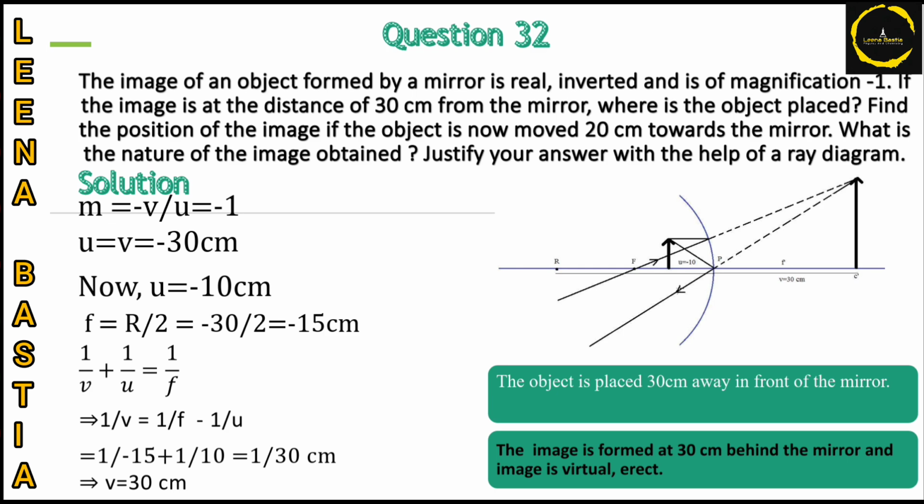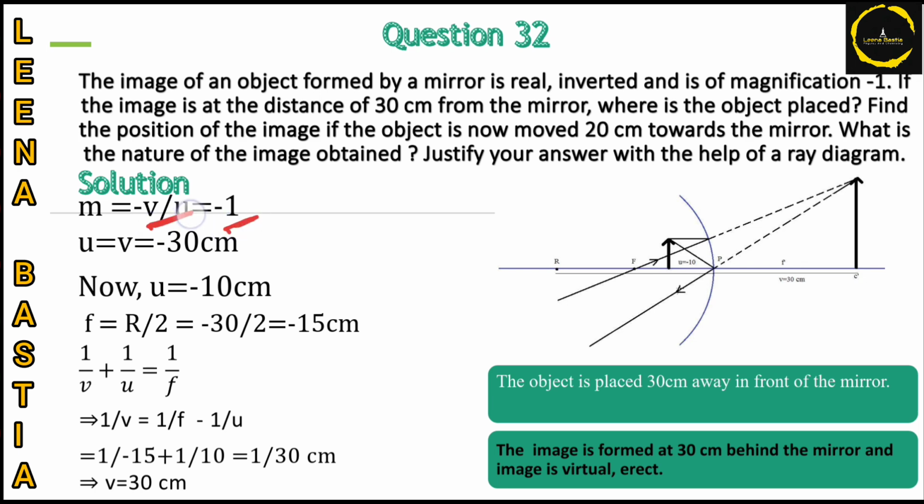Now what is the nature of the image that you obtained? I mean, after shifting the object towards the mirror by 20 centimeter, what is the nature of the image, and the ray diagram you have to draw. Okay, so got it? Now magnification has been given as minus 1.